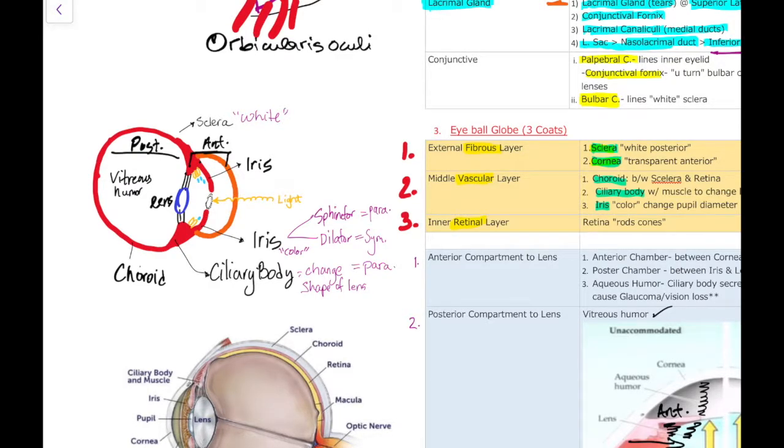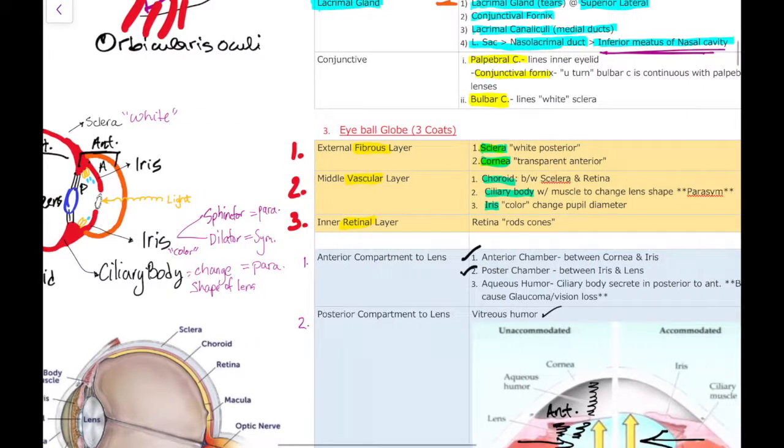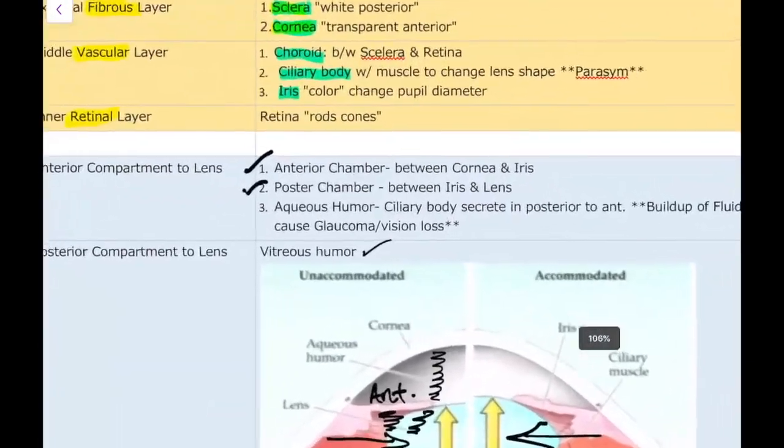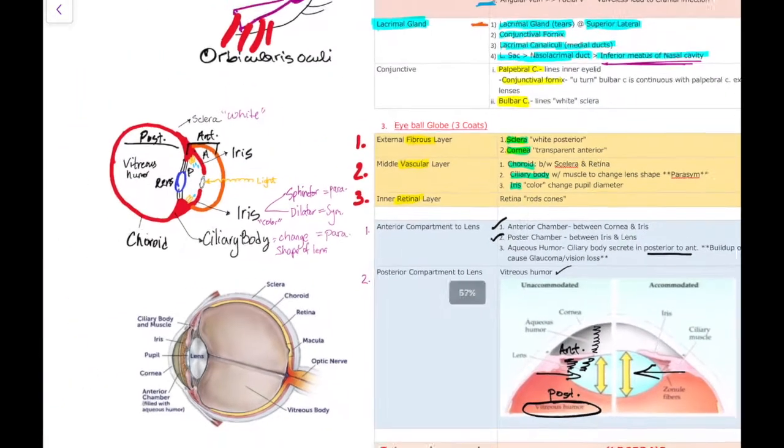And everything in the anterior can be split into an anterior chamber here and a posterior chamber here in relationship to the iris. So everything in front of the iris and behind the cornea is anterior chamber, and then everything behind the iris is posterior chamber, and you have the aqueous humor, which is produced by the ciliary body. So here, aqueous humor, which is secreted by the ciliary body, moves from posterior to anterior. And if you have a buildup of that fluid, that causes glaucoma or vision loss.